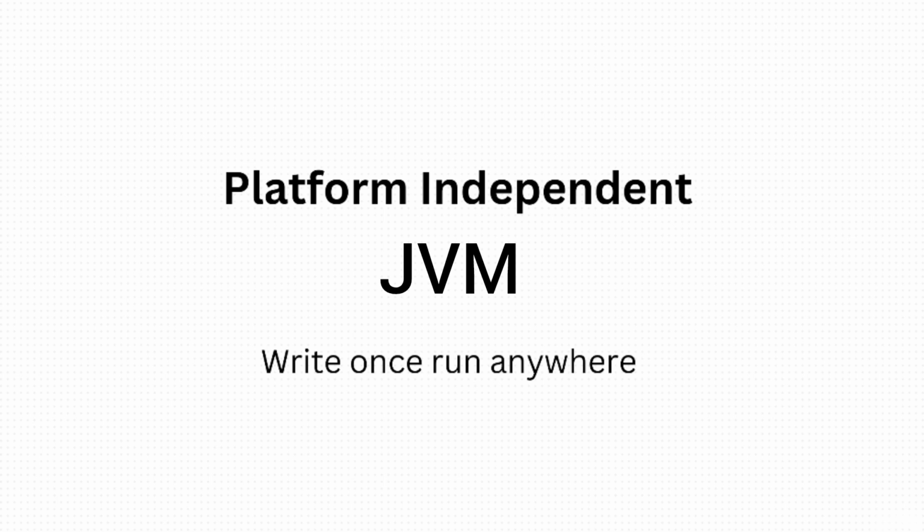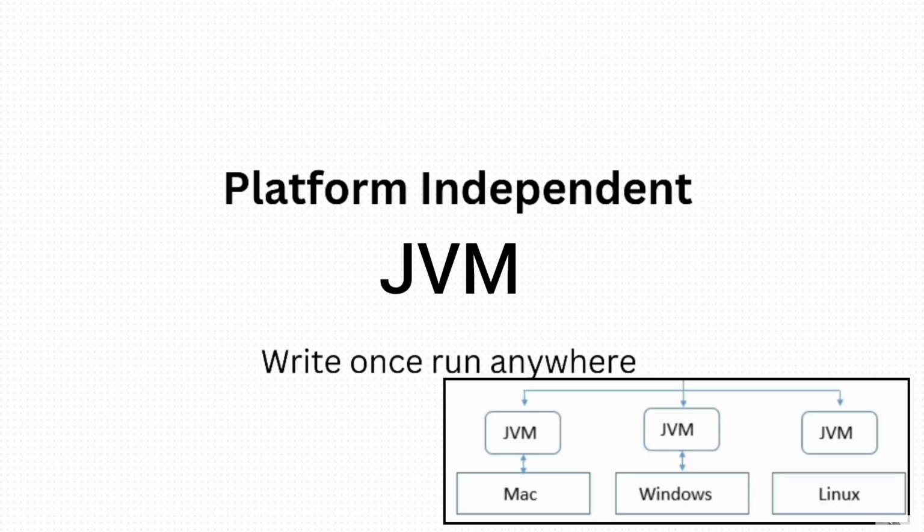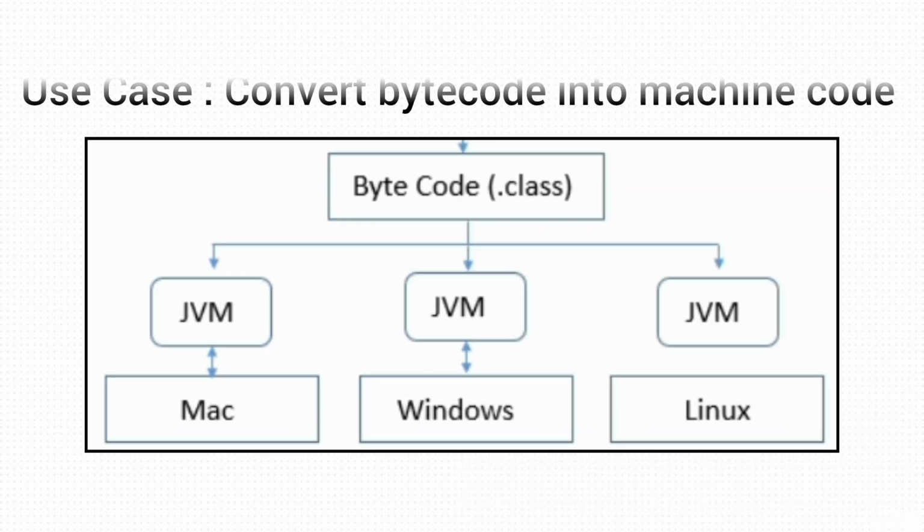Write once, run anywhere. Once you write the Java source code, you can run it on any operating system, whether it's Windows, Linux or Mac OS. It's interesting, correct? This is because of JVM, Java Virtual Machine. The main use case of the JVM is to convert bytecode into the native machine code. That's all about the JVM.